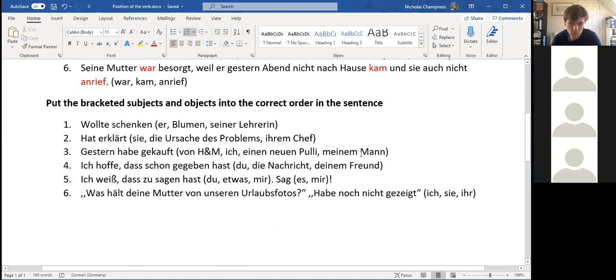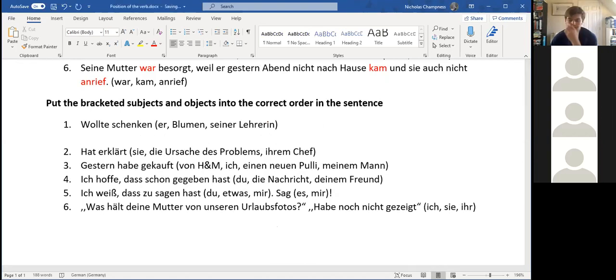Okay, number 1. The subject has to go before the "wollte", so at the start, agreed? "Wollte." Then would it be the verb? We've already got a verb, that's true. But no, it would go at the end, because it's a modal. So "wollte" is the modal verb. When you've got modal verbs, there's always going to be an infinitive, and the infinitive is always at the end. So the modal verb is the thing that has to come second, and the infinitive can wait until the end of the sentence.